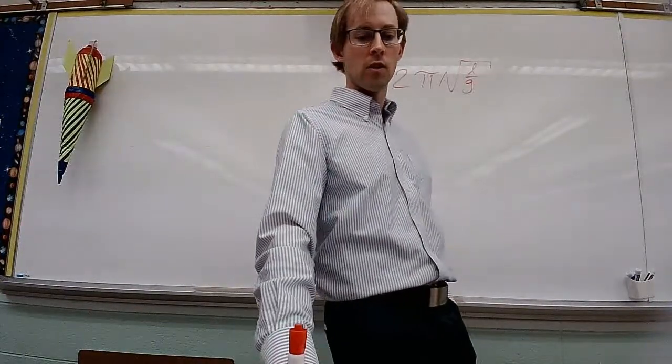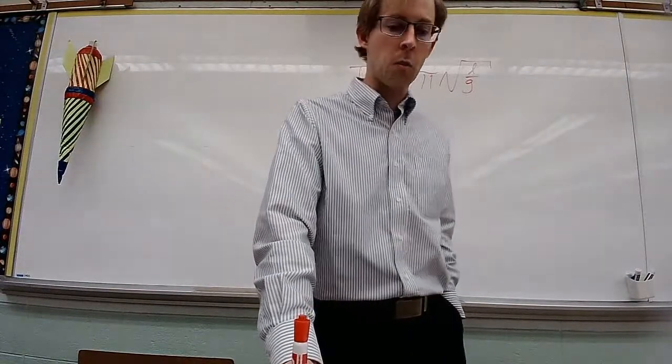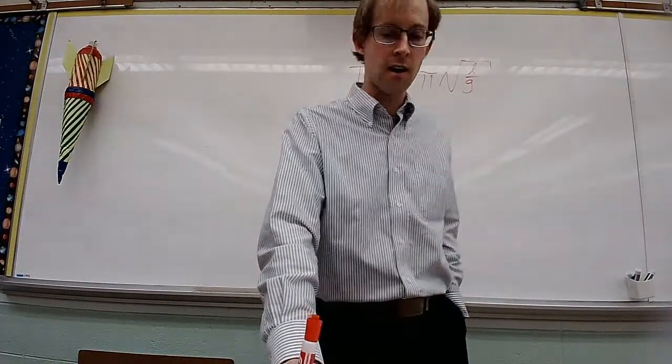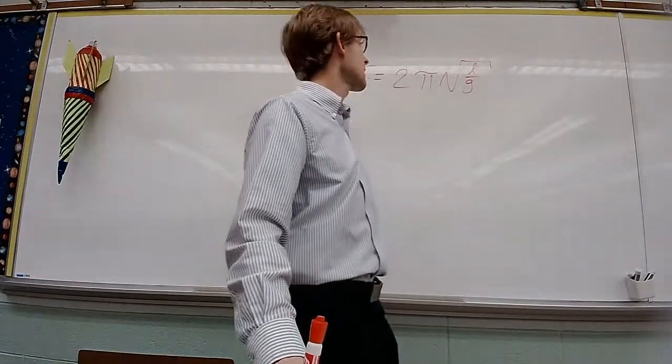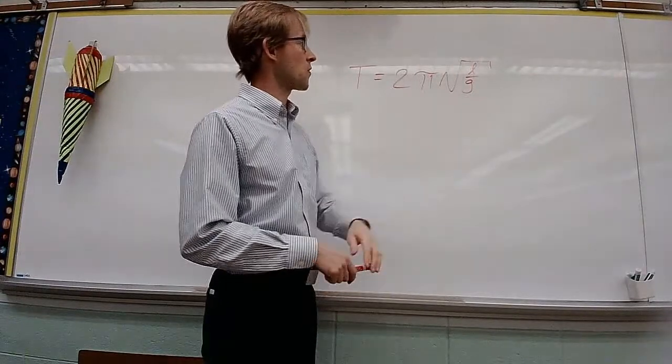Number 4. G on the moon is 1.6 meters per second squared. What do you measure the period of your pendulum to be there? And does this match up with your prediction?